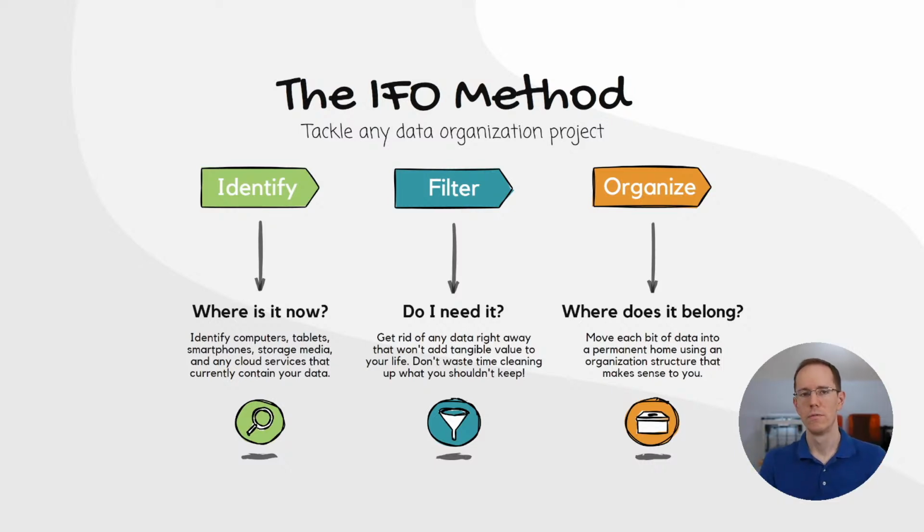Okay. So finally, the organize step. This is the 3rd step in the IFO method. And that is about finding a permanent home for your data. The things that you have identified, you know what they are, you know where they are. You've gone through the filter step and said, I decided to keep this, at least for now. I think I want to hold on to this. It's important to me for whatever reason. These are the things that you want to keep.